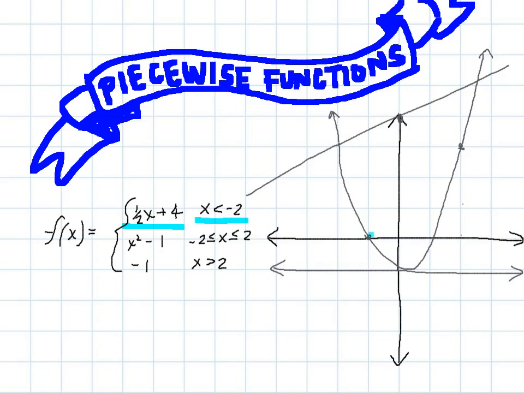Okay, so we want to go to the line at -2 and put an open point there because it says less than -2, and darken this part of the line and say this is going on forever from there. So this here is the function that's defined for x values less than -2.